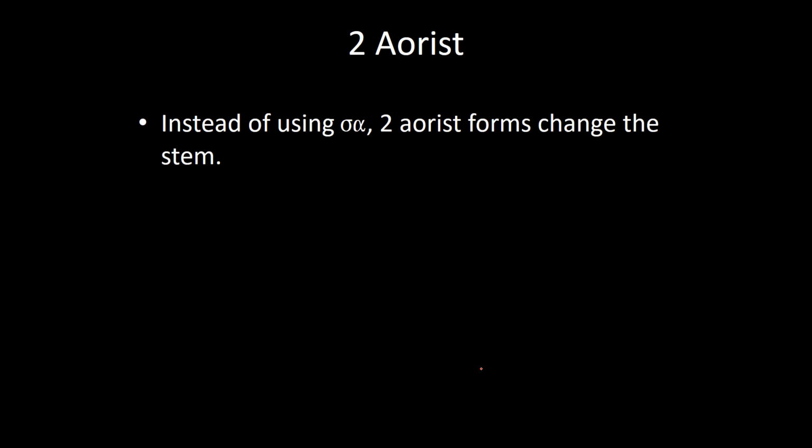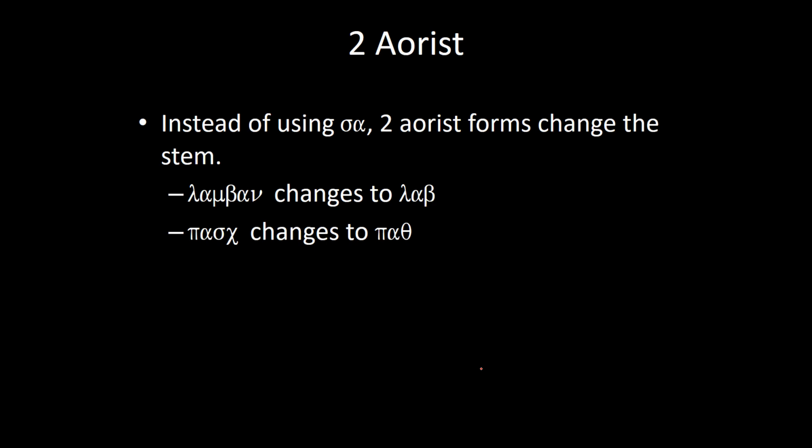So how does this second aorist work? Instead of sigma alpha, which was a big giant aorist key, second aorist changes the stem. So our verb lambano changes to lab. And pasco, which means to suffer, changes to path. And fugo, to flee, I flee, changes to fug, but notice there's just a slight difference in spelling. Epsilon upsilon simply becomes upsilon.